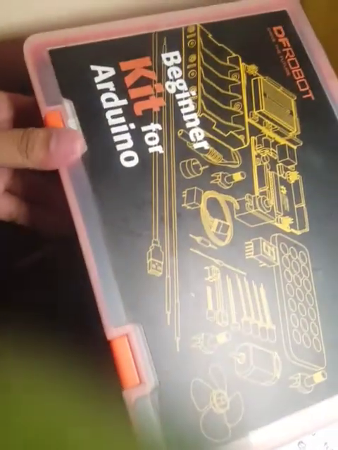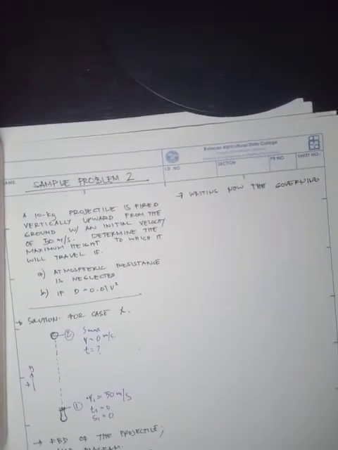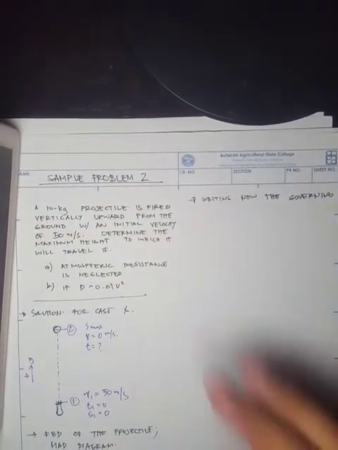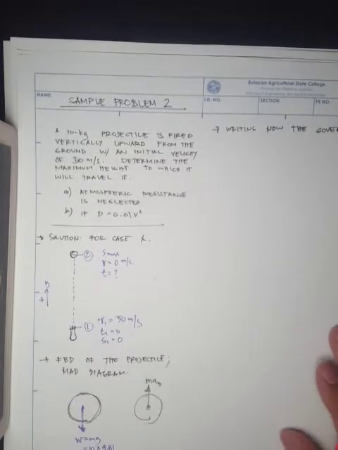So sorry, it's very unprofessional here, but of course this is the beginner kit for Arduino. This is what I use to support my lamp stand.